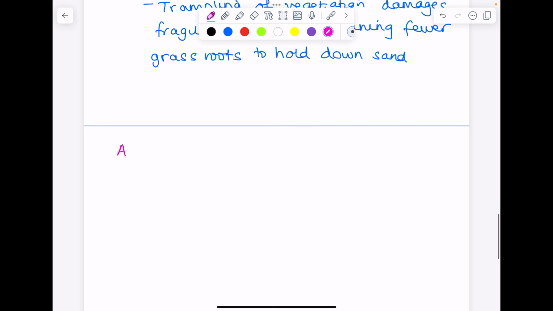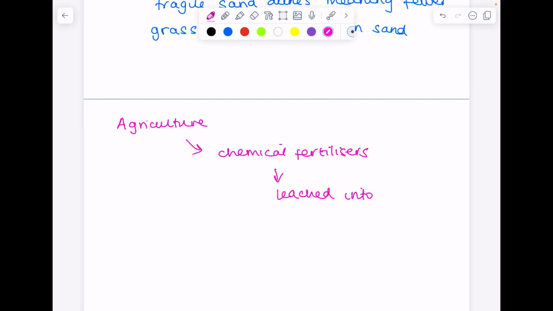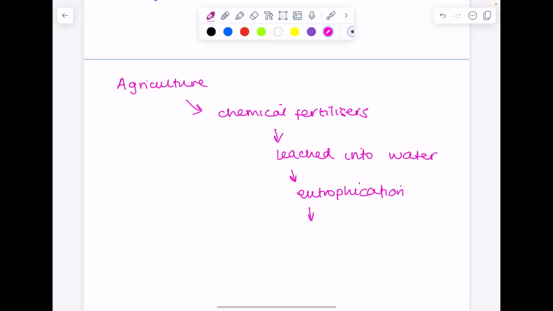And then lastly, agriculture, so farming. Now, farming often uses chemical fertilizers. Now, remember, when it rains, these may be leached, washed into the sea or onto salt marshes. Make sure your answer is relevant to the exact question being asked. I'm just going to write leached into water, which leads to eutrophication. So that's the buildup of algae. When the algae dies, bacterial numbers increase, using up all the oxygen, making that water very lacking in oxygen, therefore reducing aquatic life. So that's going to damage the ecosystem.